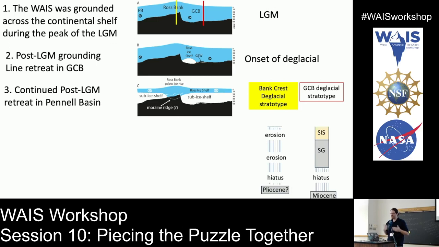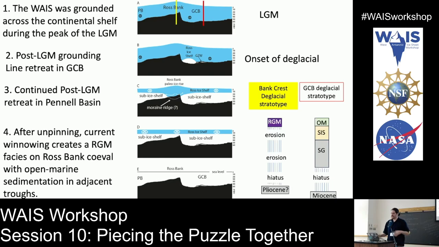Then we get the ice shelf on both sides of Ross Bank. And then as it opens up more, we get the full Ross ice shelf over Ross Bank, where the winnowing can come in, which is this little red arrow above the crest, and then possible debris flows. And then lastly, some iceberg turbates that can mix up some of the sediment and the carbonate. And so the open marine and the deep water basins is basically coeval to the residual glacial marine.